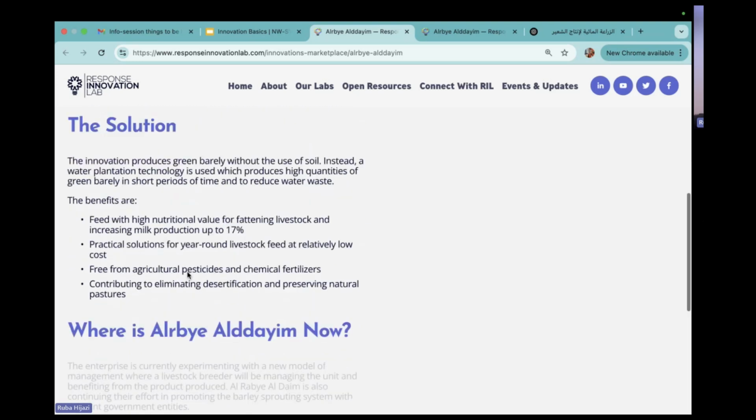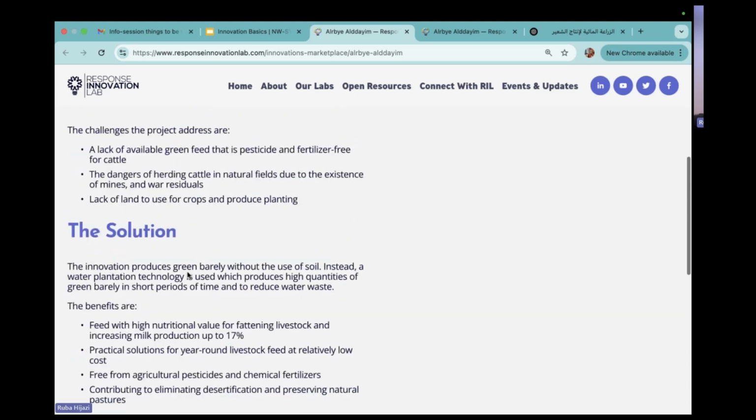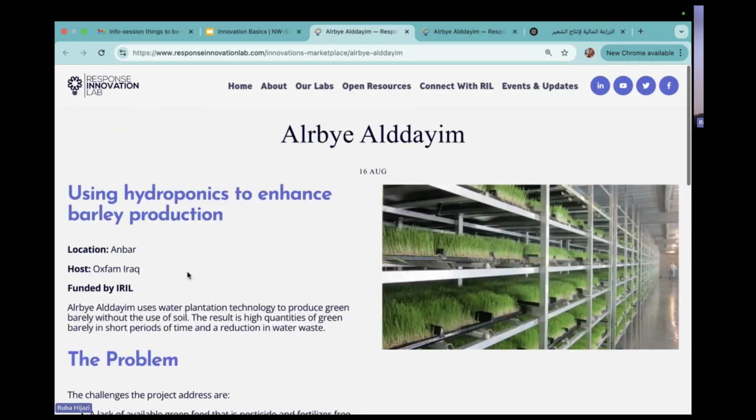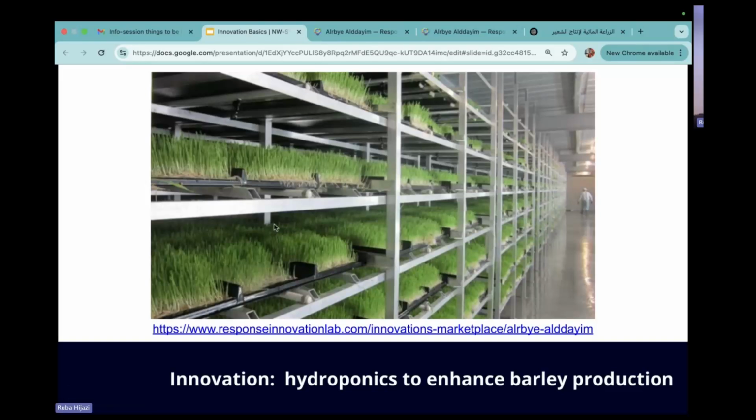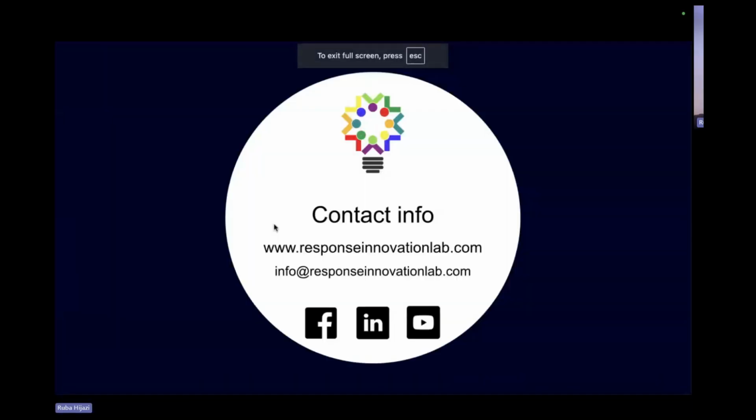And this is one of the innovations that the Response Innovation Lab supported in the food security sector in Iraq, but we also worked with different and several innovations. We just wanted to give one example of an innovation that we supported. So this is the Response Innovation Lab. Also, I will open the floor if there are any questions, before going back to Yemen.